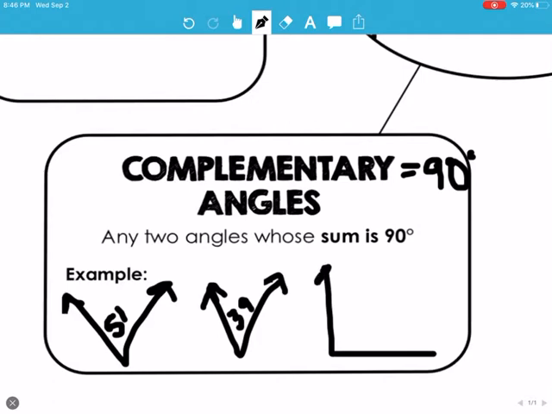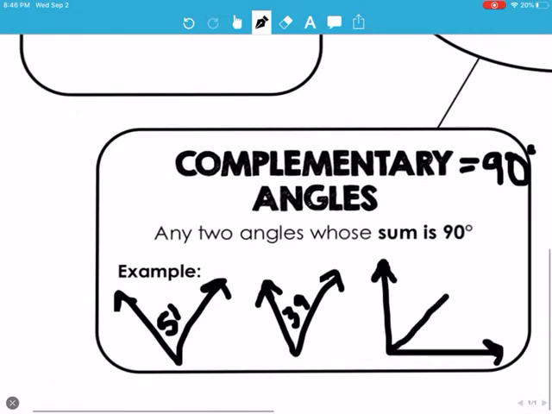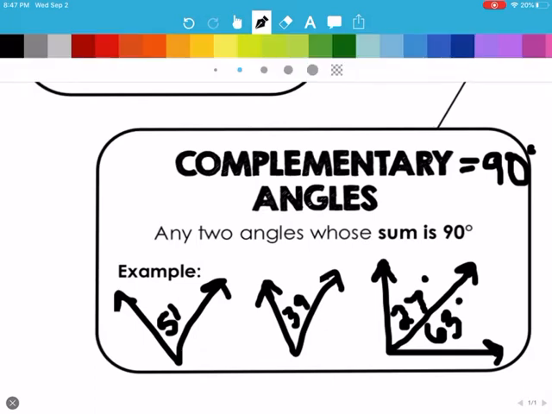They can also touch, so they could also look like this. And I can use different numbers. I can use, let's do 27, why not? And 63. As long as those two angles add to 90, they are complementary. Okay, so those are the two examples for that.